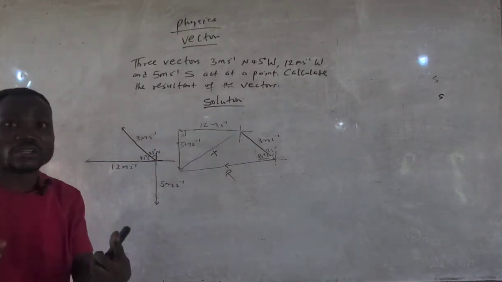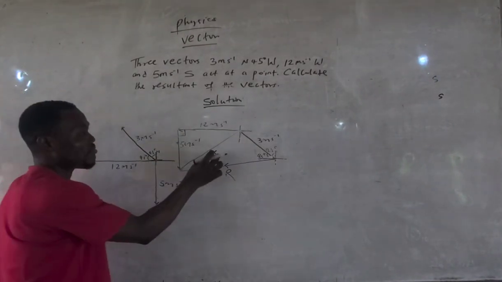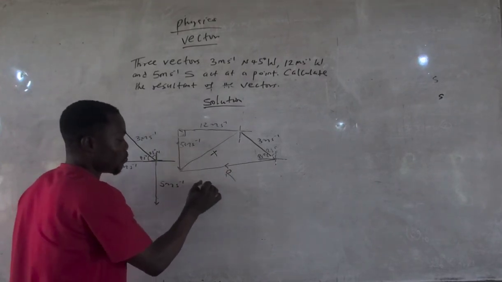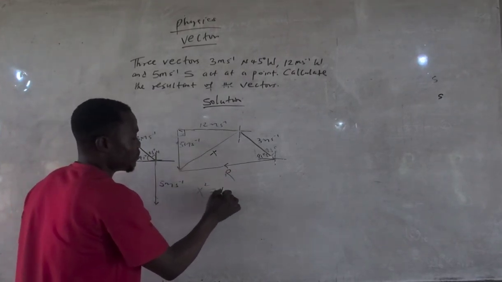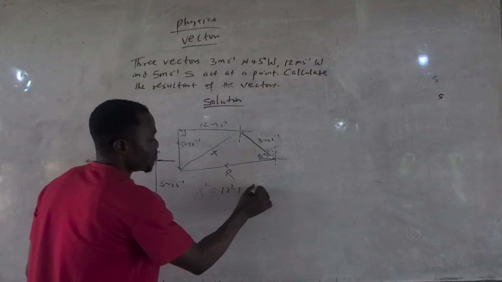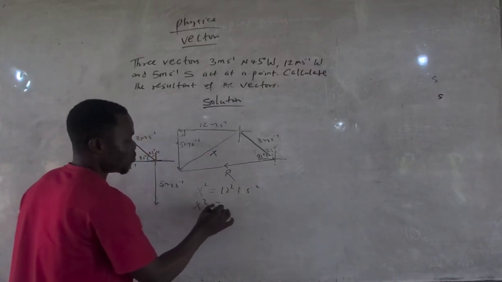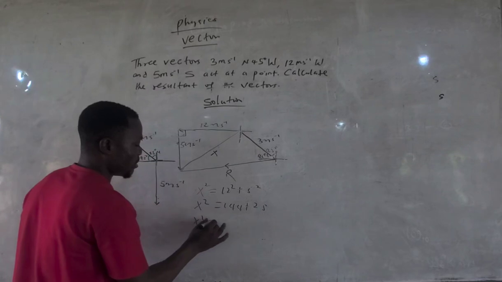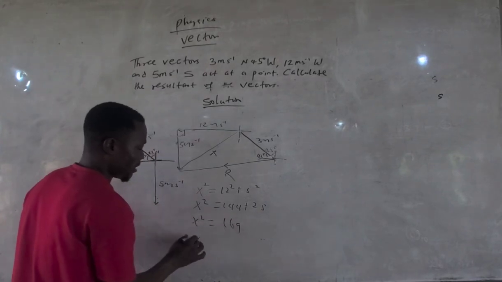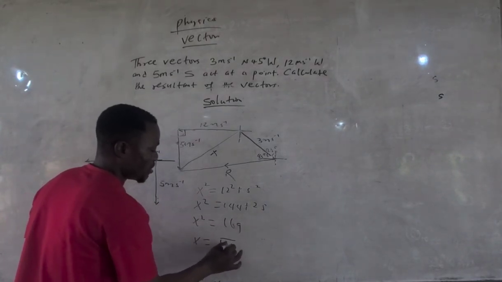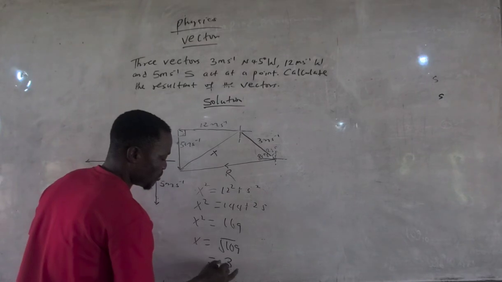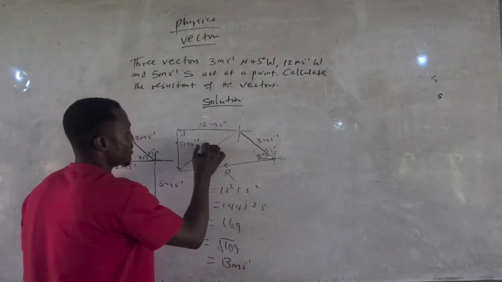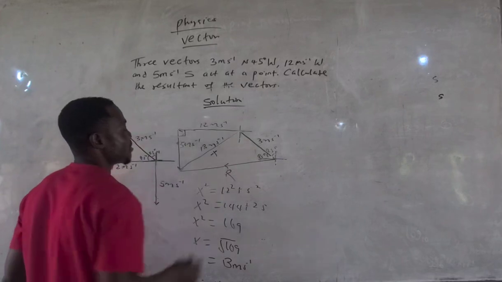And how do we do that? We can find the value of this X by using Pythagoras theorem. So X squared is equal to 12 squared plus 5 squared. So X squared is 144 plus 25. X squared is equal to 169. X is equal to the square root of 169. And that gives us 13 meters per second. So here is 13 meters per second.